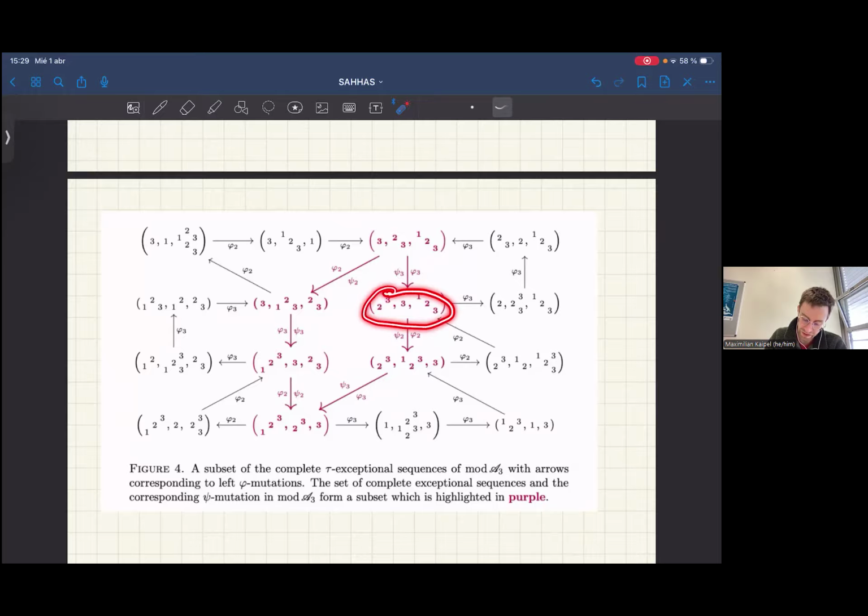I will still get the same complete exceptional sequence, but now I can no longer apply psi 3 again to this, because I would leave the module category and would enter, boom, somewhere over here, the derived category, but I can still apply phi 3 and now get the proper tau exceptional sequence. And yeah, maybe this illustrates it a little bit more. Yeah, basically, this is everything I wanted to say.